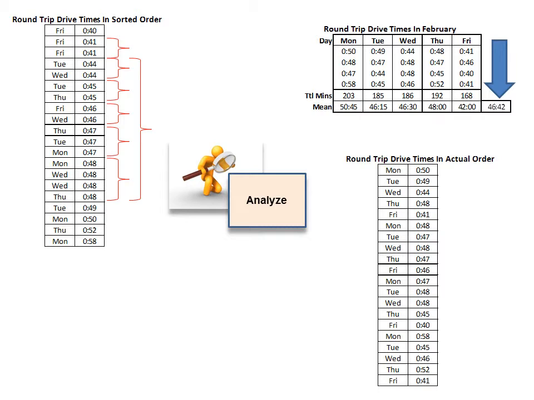Of the 20 drives, 4 took 48 minutes. The next most likely drive time is 47 minutes. I did that 3 times. The next most likely drive times are 46, 45, and 44 minutes. They happen twice each. Now, can you see that 5 of the 6 mode averages are 44, 45, 46, 47, and 48 minutes? Altogether, these modes represent 13 of the 20 trips. In other words, it is very likely my drive tomorrow will last between 44 and 48 minutes.